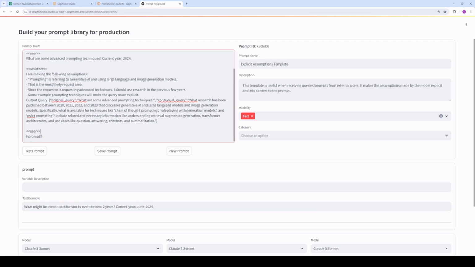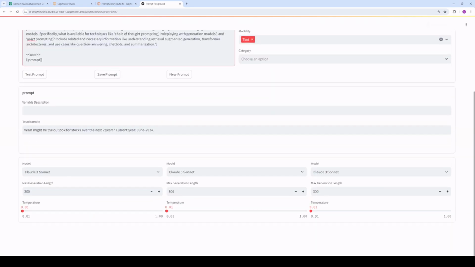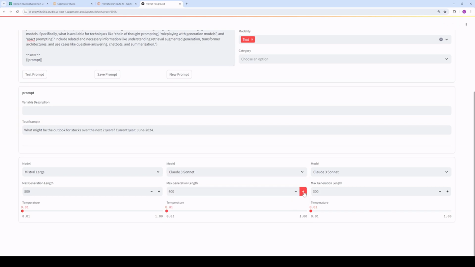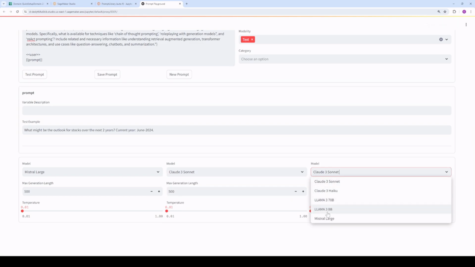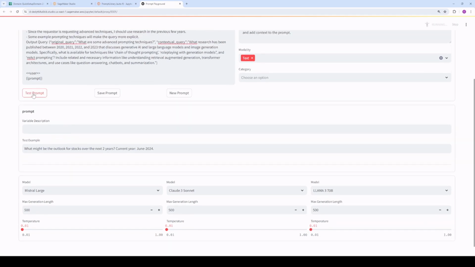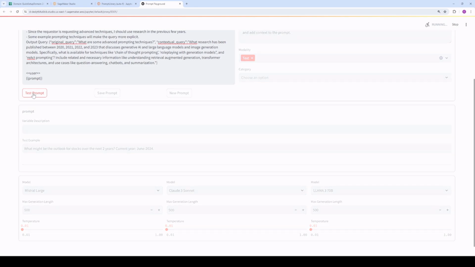We have our single shot example. So now we can test. Oh, let me also change the model. So let's try out Mistral, give it a little room. Let's keep Sonnet. And then let's also try Llama. All right. A decent representation. And let's test. And in a few short seconds, we should get the results from these.